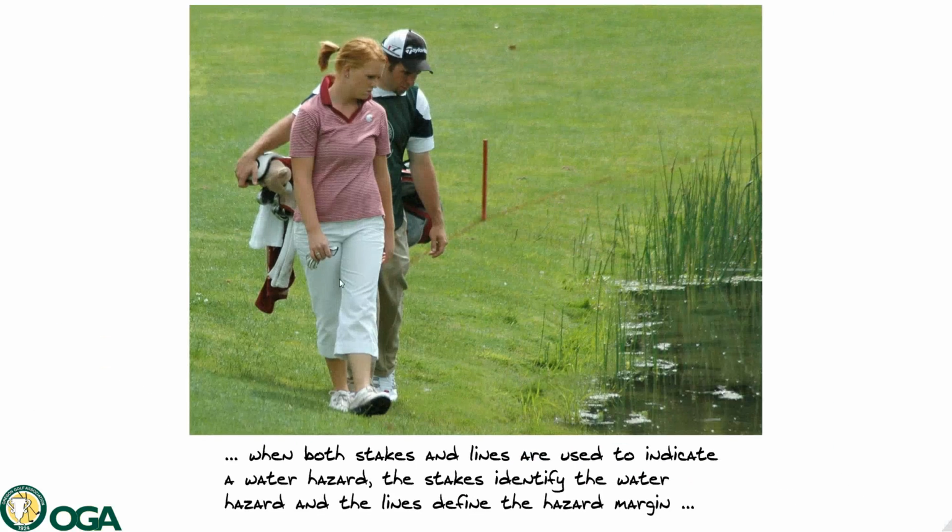When both stakes and lines are used to indicate a water hazard, the stakes identify the water hazard and the lines define the hazard margin. In this case, there is a line, therefore the line defines the hazard margin. It tells us where the hazard starts and stops. The stake is only there to indicate that there's a water hazard. So from the tee, you'd be able to see that there's a water hazard up on the left side of the fairway.